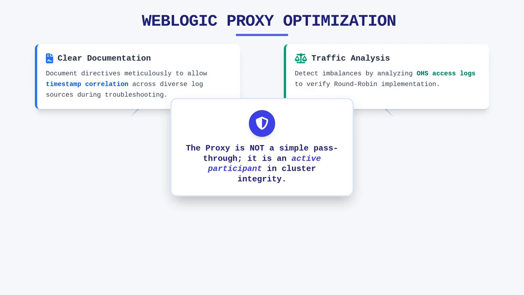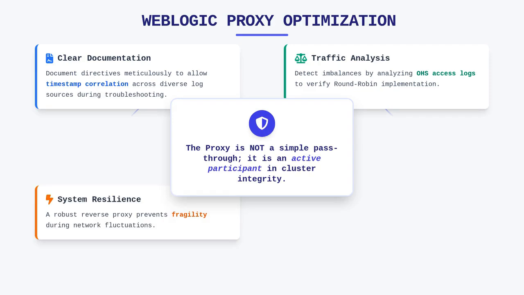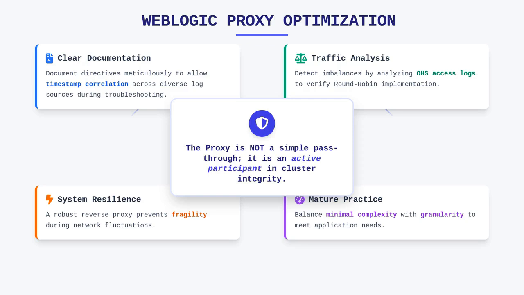A well-configured reverse proxy is the difference between a resilient, highly available enterprise system and one that is fragile in the face of minor network fluctuations. You should aim to minimize the complexity of your routing rules while maintaining enough granularity to support the specific needs of your applications. This balance is what defines a truly mature administration practice for the WebLogic platform.